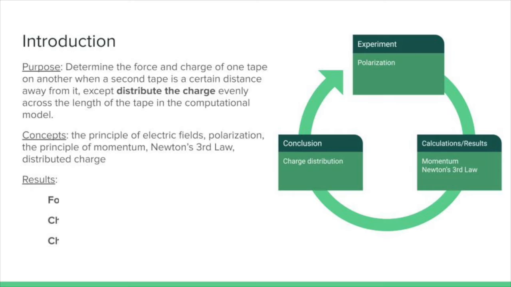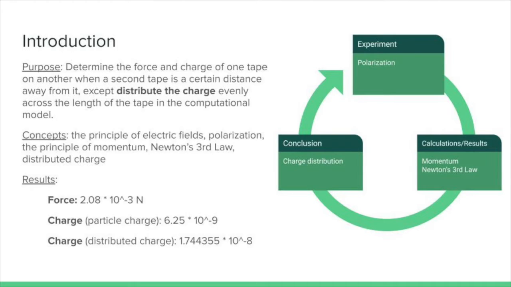distribution of charges. By the end of the lab, I got the force to be 2.08 times 10 to the negative 3 newtons, the charge based on the point charge method to be 6.25 times 10 to the negative 9, and the charge based on the distributed charge method to be 1.744355 times 10 to the negative 8.